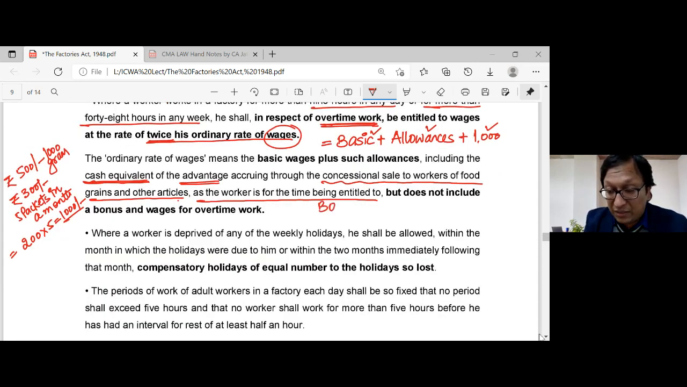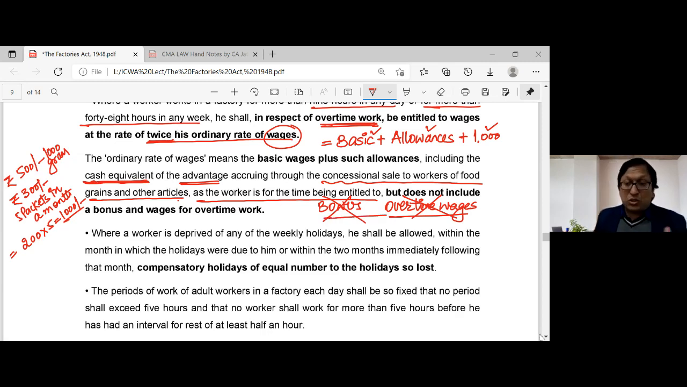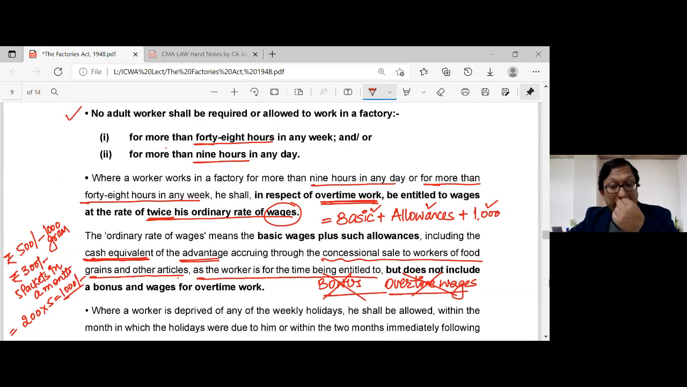We will not consider the bonus. We will not consider the overtime wages, the wages for overtime payment. The thing is, if an adult worker is working in the factory for more than 48 hours in a week, or more than 9 hours per day, then that person is entitled to overtime payment. And what will be the overtime payment? It will be twice the normal wages.